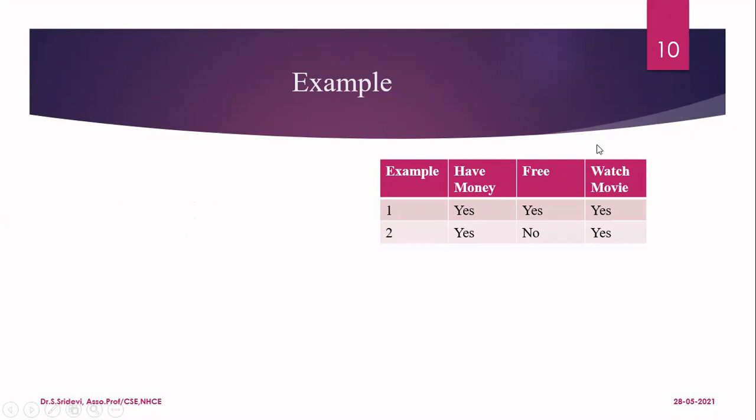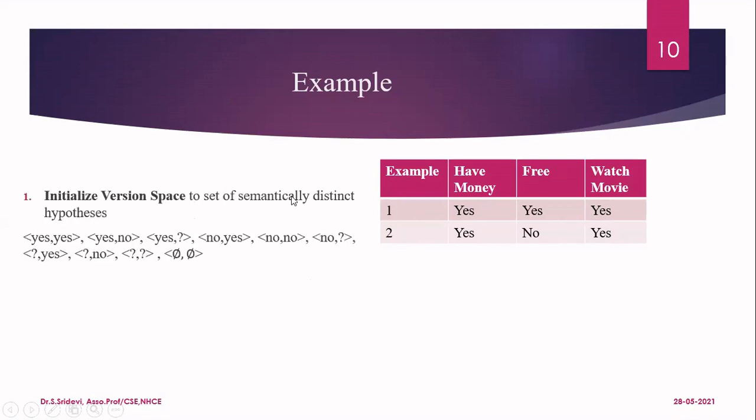Now this is the data given to you. Think that only this much data set is given to you. Data set you can create as much as you want. Now let us develop the consistent hypothesis for this given data set. So first, you have to initialize the version space to the set of semantically distinct hypotheses, whichever I have shown in the previous slide. So initialize with all the 10 different values.